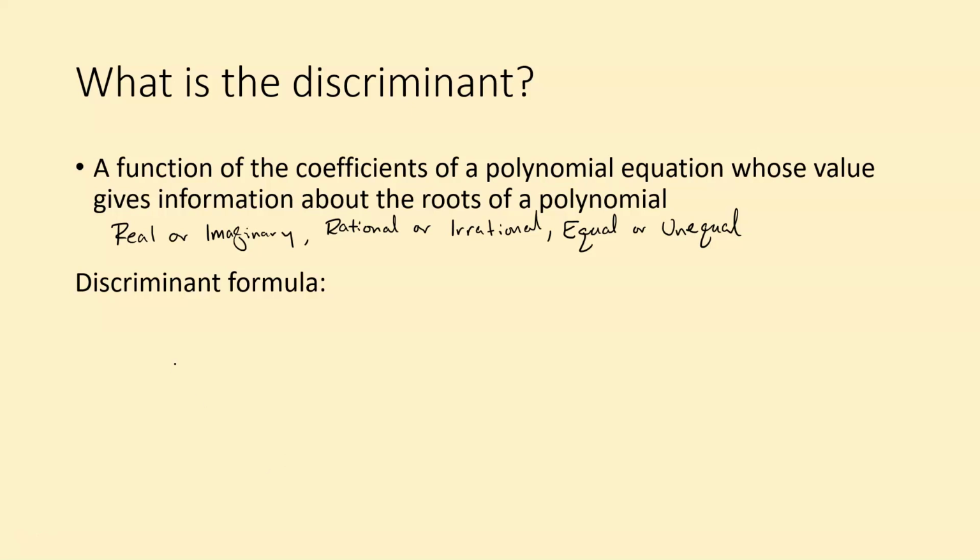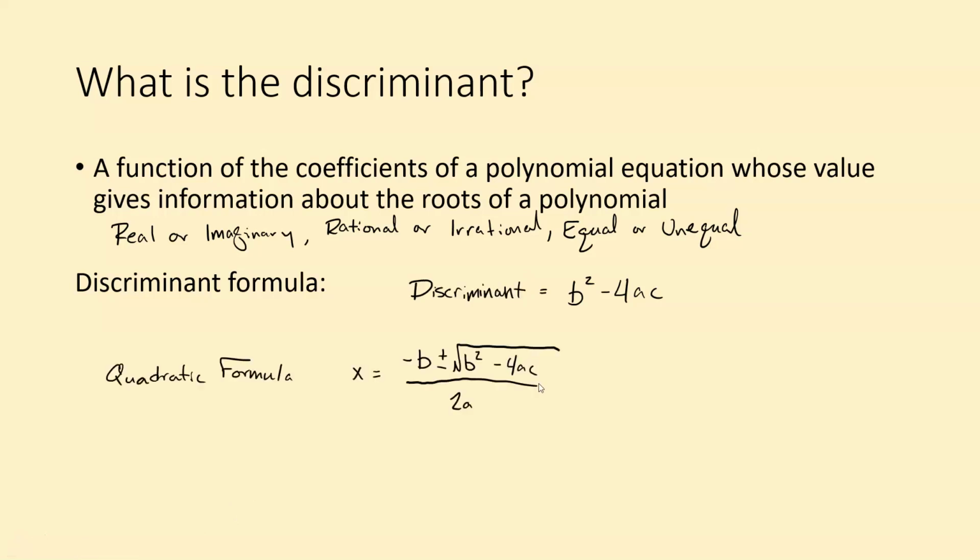The discriminant formula is discriminant equals b squared minus 4ac, which might look familiar to you, and that is because it is taken out of the quadratic formula. Specifically, it's taken out of this part right here, underneath the radical, because that is the important part of the quadratic formula that tells you what kind of roots you're going to have.